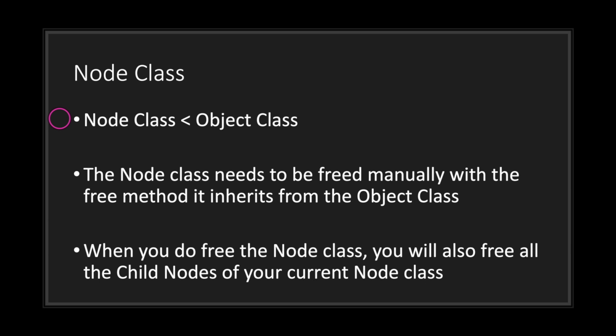So the other thing to note is that the Node class actually inherits from the Object class. Now the Node class needs to be freed manually with the free method that it inherits from the Object class. However, one good thing about the Node class is when you do in fact release the Node class from memory, the Node class will handle releasing from memory all the child nodes that your current node uses. So therefore, when it comes to memory management, you really just need to worry about how you're using your Node class. You don't need to worry about their child nodes.